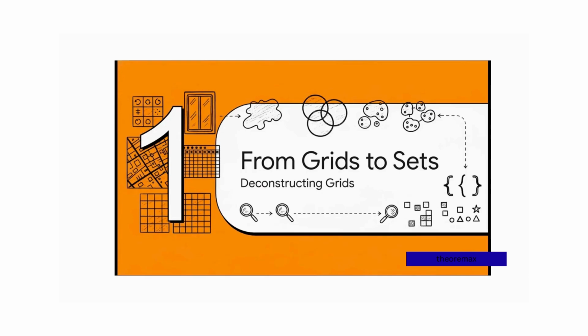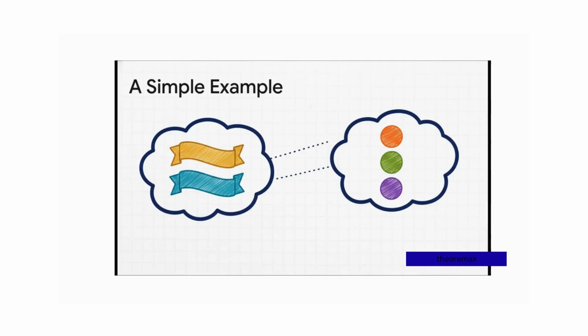Okay, so to really get this, we're going to start with something you already know and just take it apart. We're going from the grids we see all around us, and we're going to look at their most basic building blocks, which in math are called sets. So just picture a really small, simple theater. We've got two totally different groups of things, right?